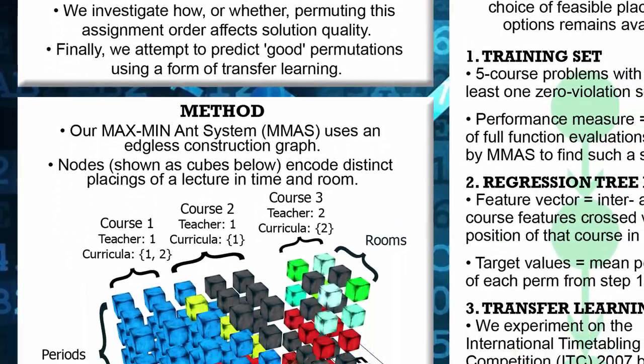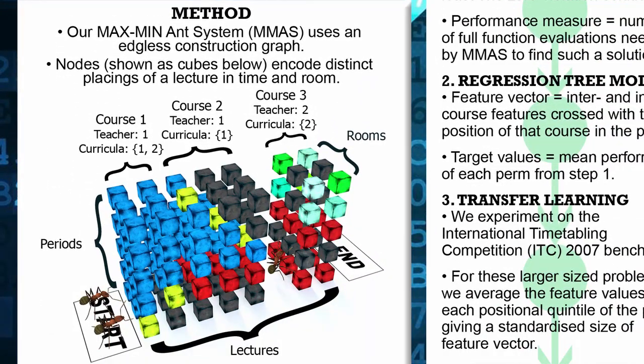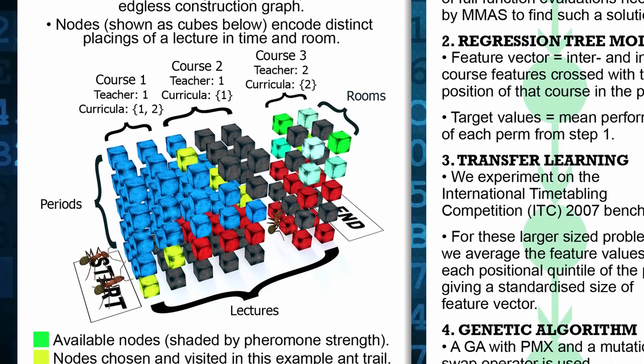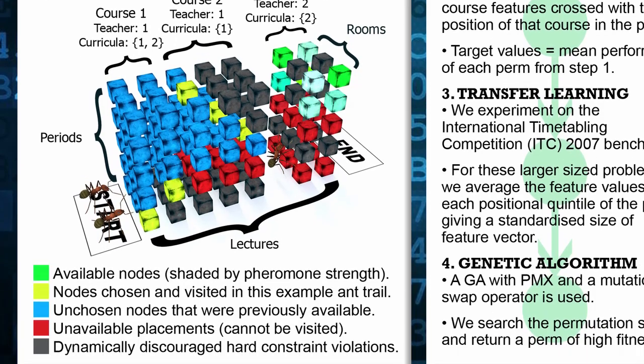We develop a max-min ant system, or MMAS, with an edgeless construction graph. Nodes are arranged as a 3D matrix such that each node encodes a distinct placing of a lecture to a time period and room. The illustration shows an ant part-way through constructing a solution. Unavailable placements are shown as red nodes. They cannot be visited. Other hard constraints have dependencies on previous assignments, and so we handle them dynamically by reducing the pheromone to an artificially low level. These are shown in grey.